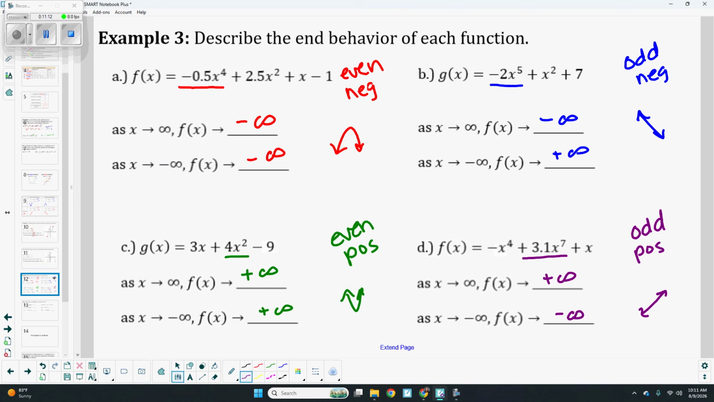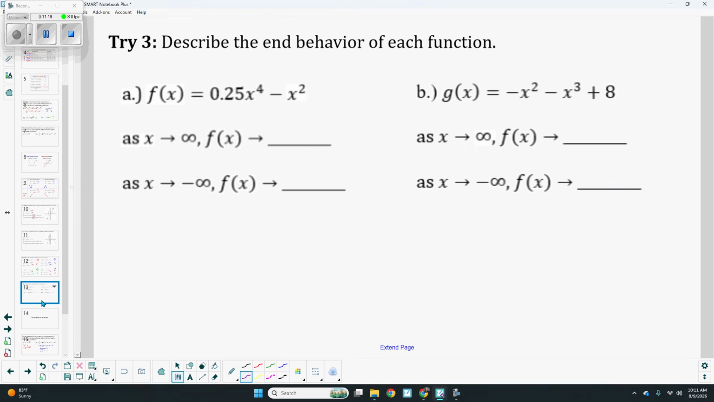Here are some last ones for you to try. You can either pause or end the video here. Answers are posted at the end of the blank notes on Google Classroom. And that is our introduction to polynomial functions.